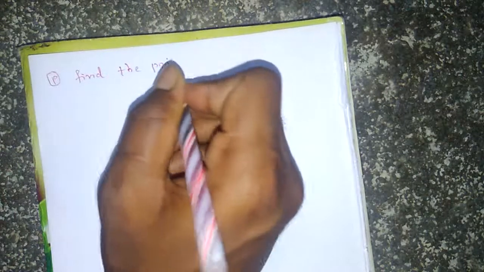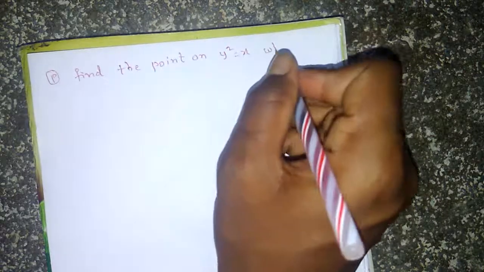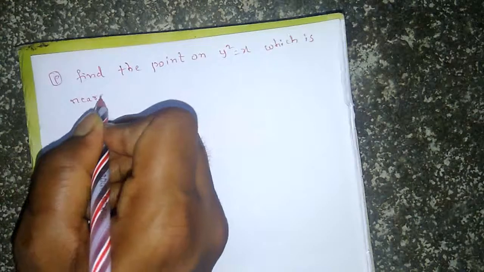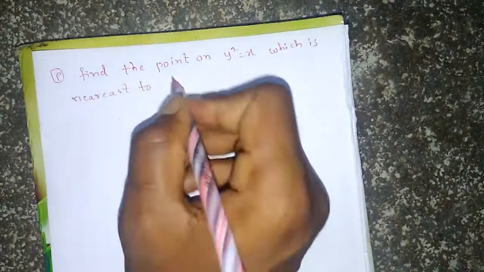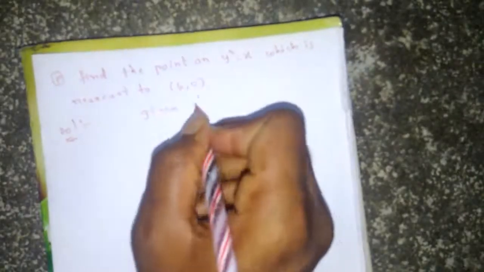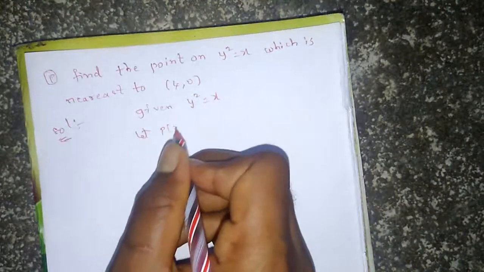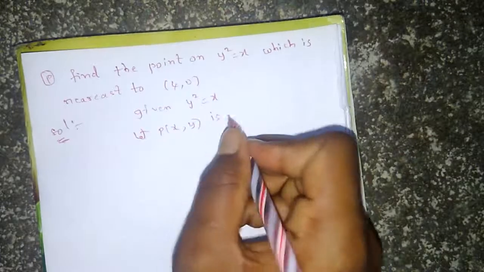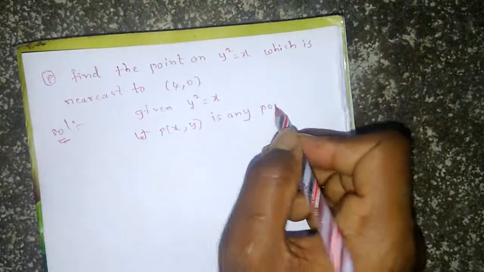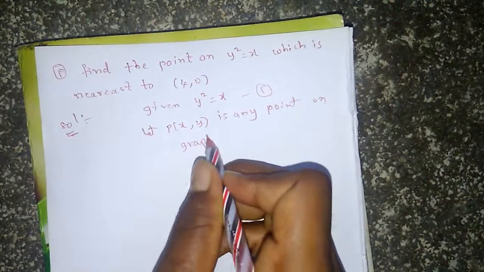Find the point on y square is equal to x which is nearest to (4, 0). Here given y square is equal to x, let P(x, y) be any point on the graph of this curve.